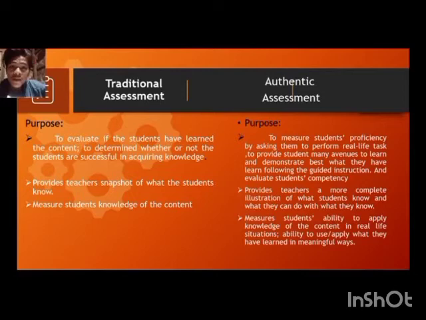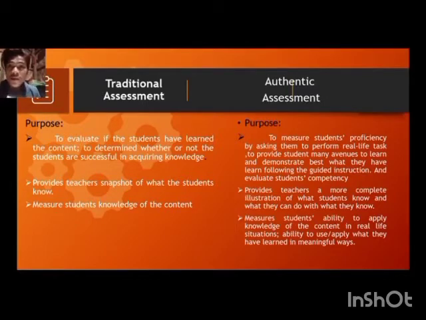The purpose of traditional assessment is to evaluate if the students have learned the content, to determine whether or not the students are successful in acquiring knowledge. That is why the teacher will give us a summative, final exams to know or to evaluate if we really understand the content or if we really learned the content or the topic that we had been going through.